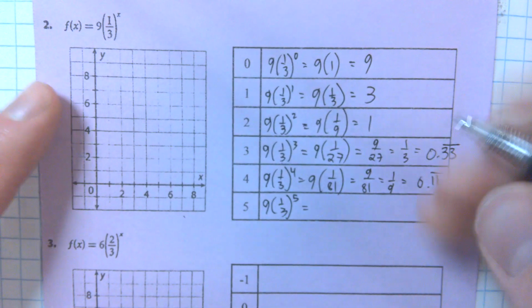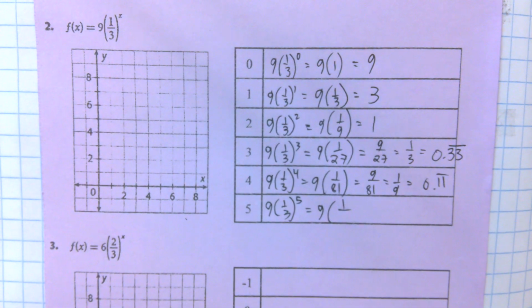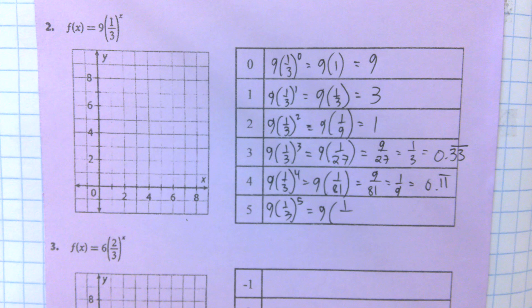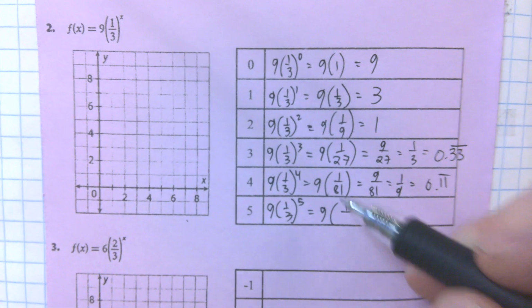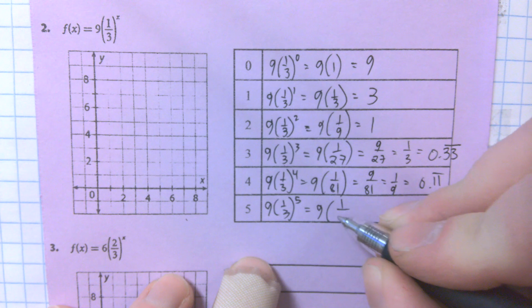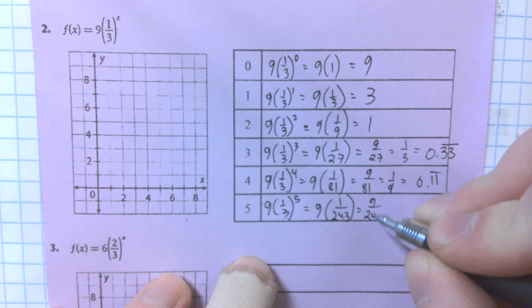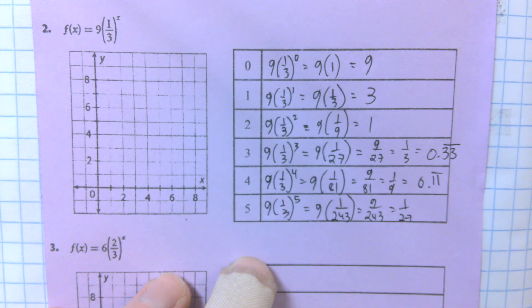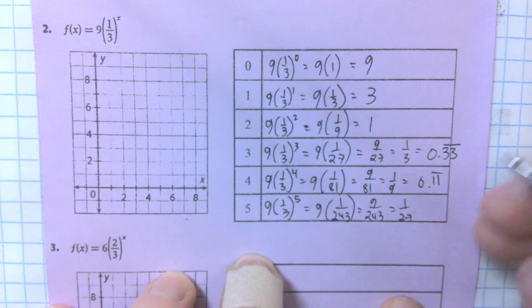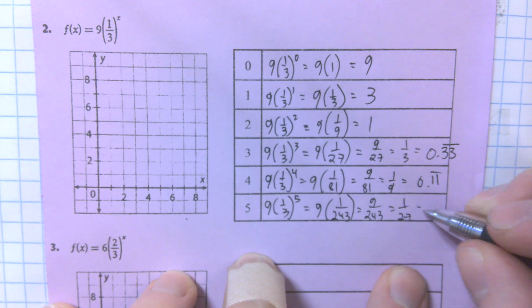And when I plug in 5, 81 times 5. 243. Or not 81 times 5, I'm tripping. 81 times 3. Yeah, 243. I get 9 over 243, which is 1/27th. And 1 divided by 27 is 0.037.